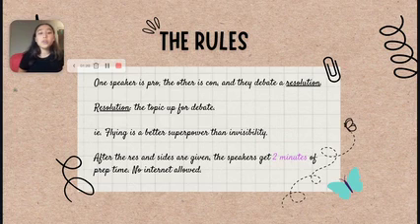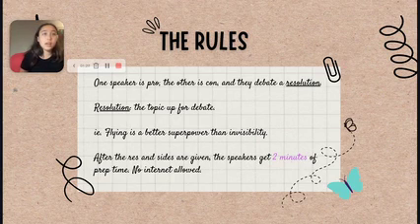However, resolutions are never questions, they're always statements. So you never get a resolution like, is flying better than invisibility? It's always going to be a statement.